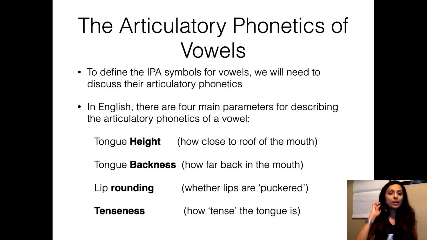All right, so now we are going to get into the topic for this week, which is the articulatory phonetics of vowels. And just like how we have 4 different parameters for consonants, we also have 4 different parameters for vowels. So let's look at what these 4 parameters are.